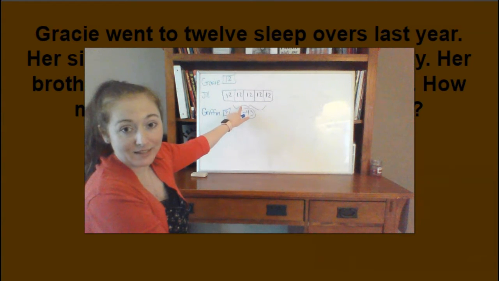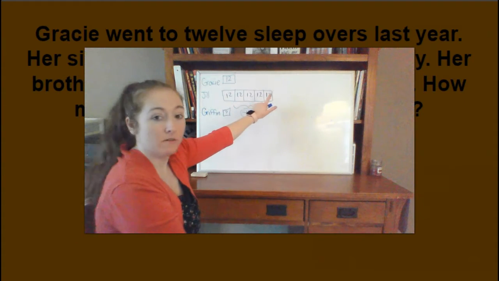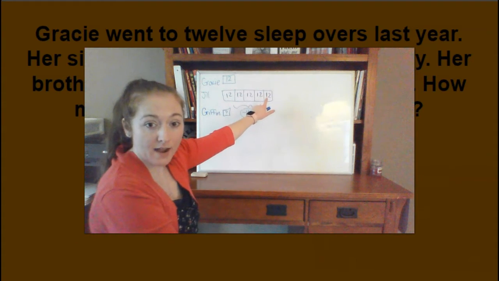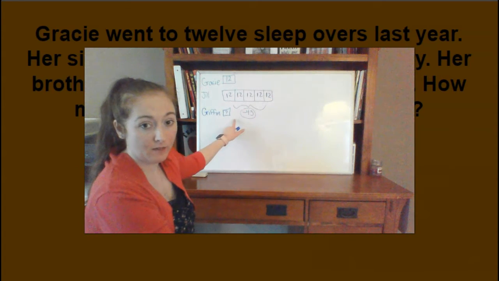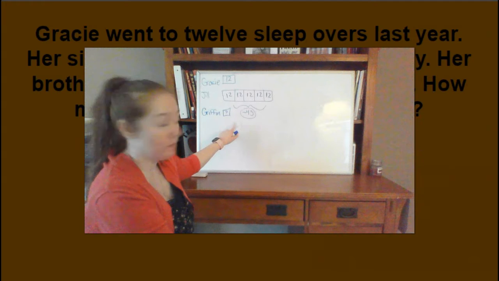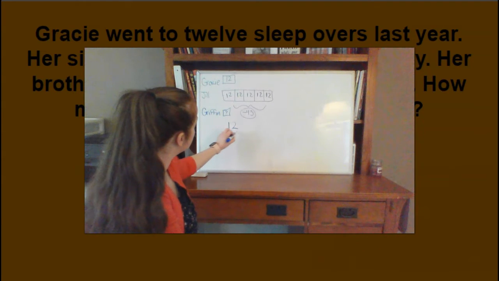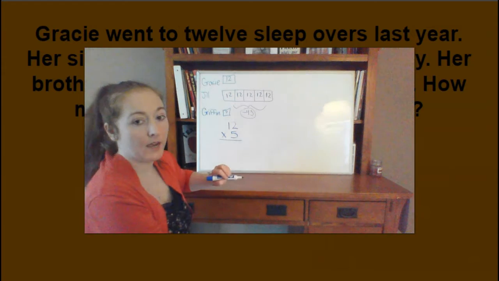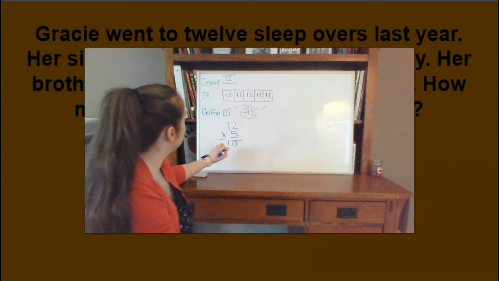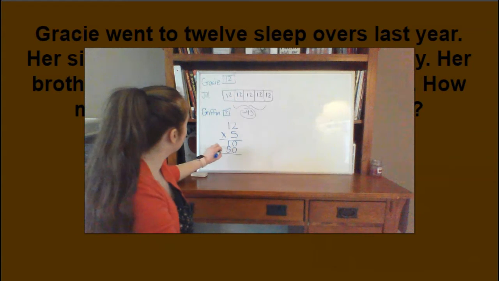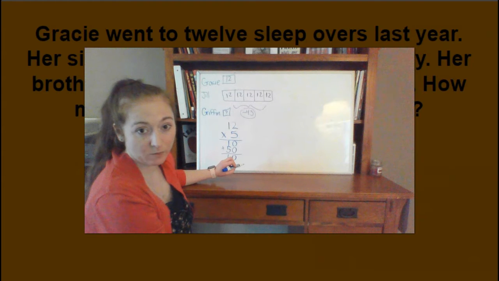So now let's calculate Jill's. How many boxes of 12? 1, 2, 3, 4, 5. So we are going to do 12 times 5. That'll give us Jill's amount, and then we're going to subtract 43, and that will give us Griffin's. Okay, so here we go. 12 times 5. Okay? 5 times 2 is 10. 5 times 10 is 50. Add it together, 60. So Jill went to 60 sleepovers last year.